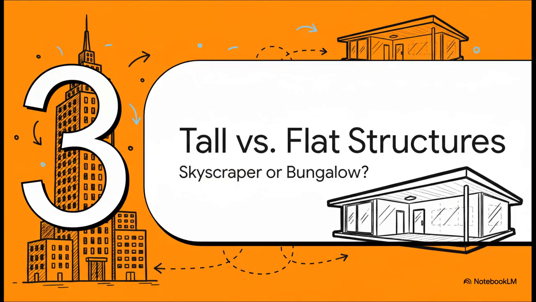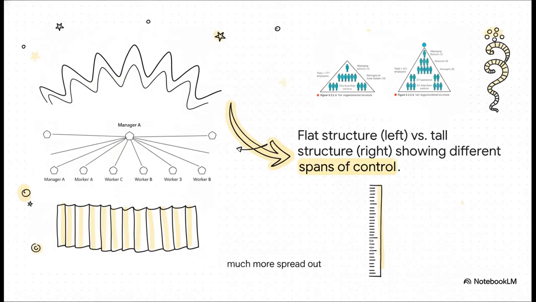So now that we have the building blocks down, let's look at two classic designs for a company's blueprint. Are we building a tall, traditional skyscraper with lots of floors, or are we going with a modern, open-plan bungalow? Now, what's really cool here is just how different these look. On the right, you've got the tall structure, lots of layers, narrow span of control. This is your typical, large, traditional organization, maybe like a big national bank.